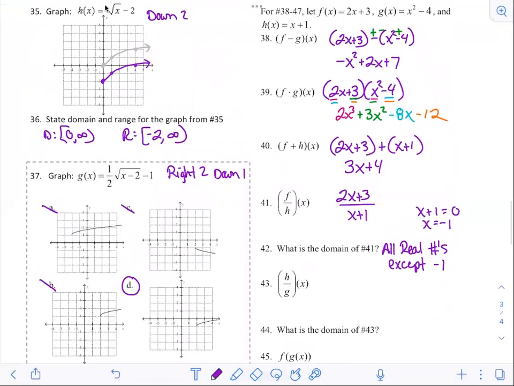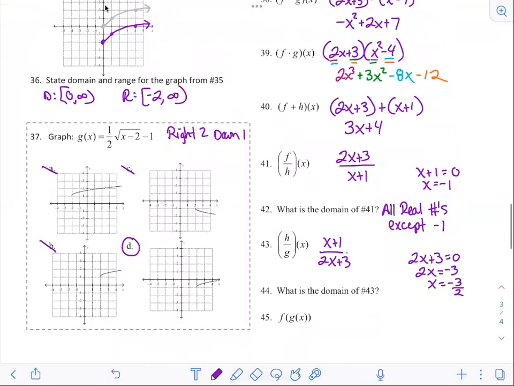h divided by g, we're going to do x plus 1 divided by 2x plus 3. So same thing here. This one's not as obvious, so we can do 2x plus 3 equals 0. Solve for x, we get negative 3 over 2. So your domain is going to be all real numbers except negative 3/2.